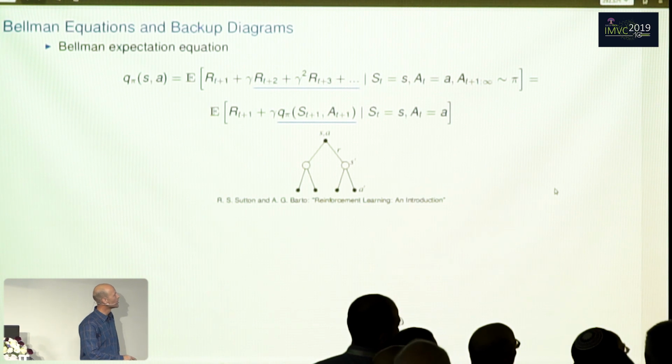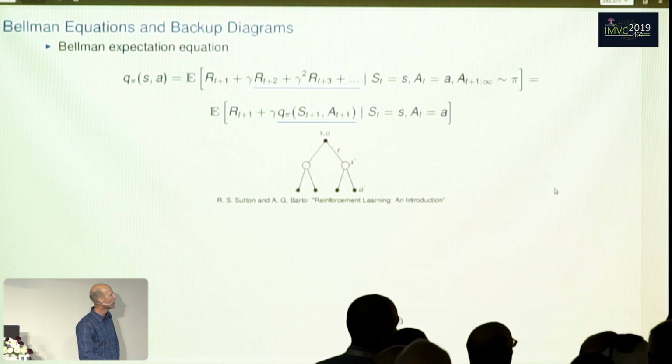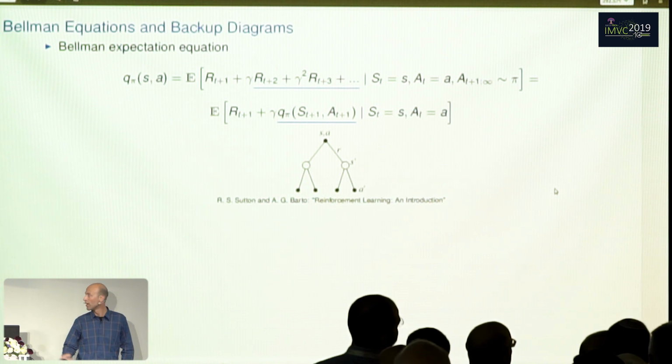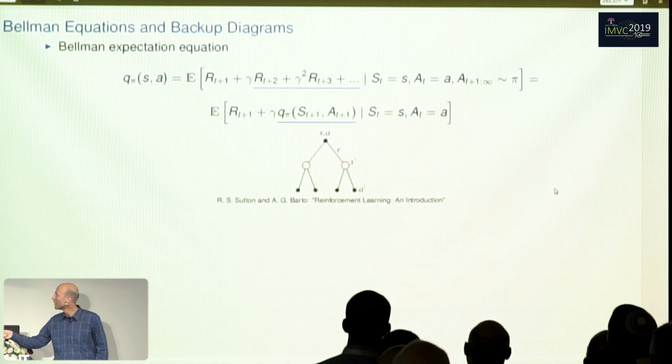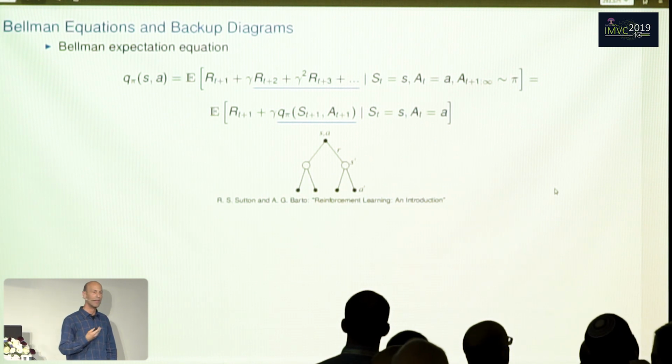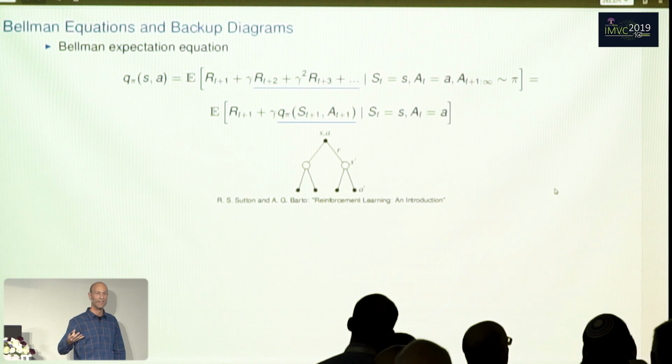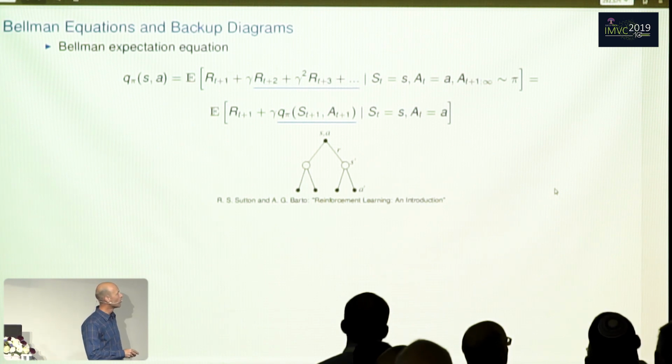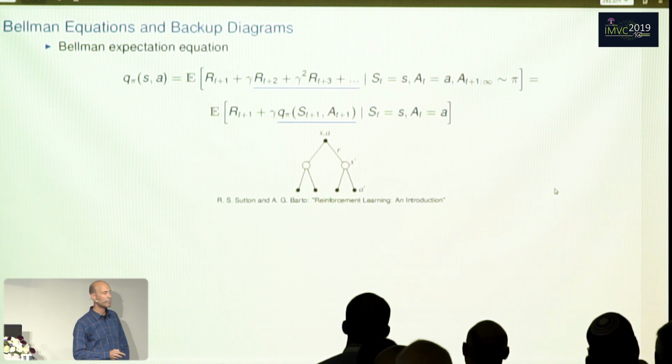It can move to one of several next states, and then from each state there is an action dictated by the policy. So if we know the Q values of the bottom layer, and we know the distribution of next states, we can compute the expected sum of future rewards. And this expectation must equal the Q value at the root.